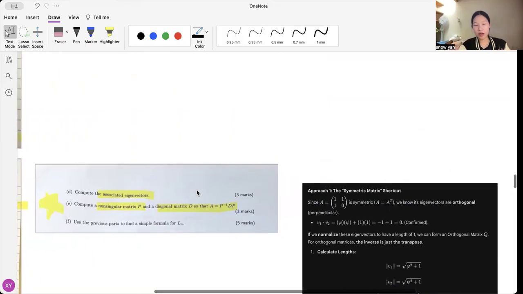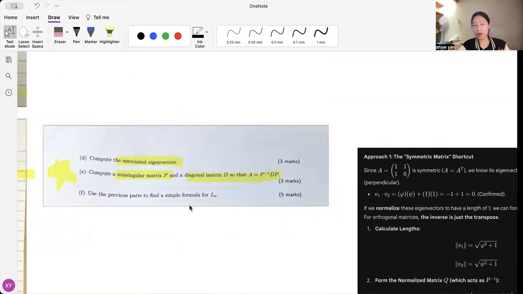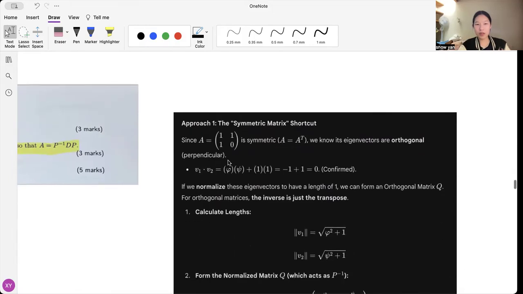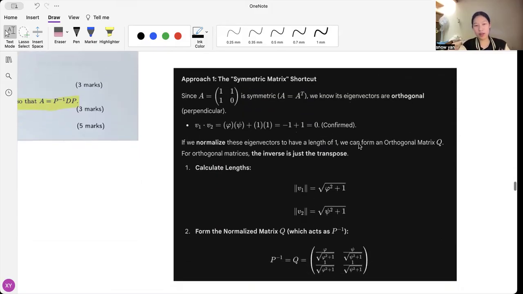So instead, some other approaches I found were the following. The first approach is noticing that actually the thing is symmetric, because we see that our A is a symmetric matrix, so we know that its eigenvectors are orthogonal. So the idea is that we can normalize the eigenvectors to have length 1. Then that would be an orthogonal matrix, and a special property of an orthogonal matrix is that the inverse is the transpose. So that would save a lot of calculation.